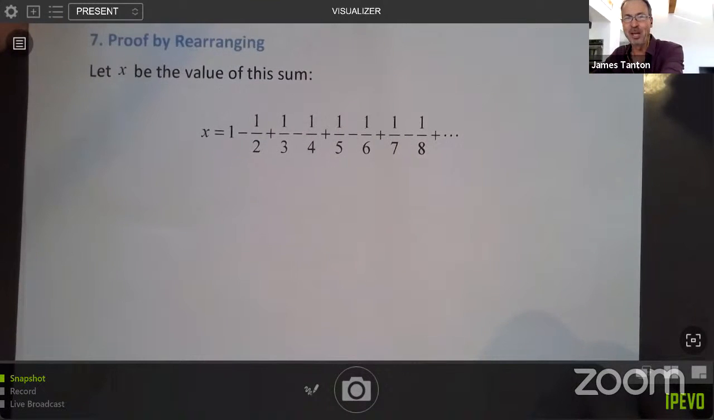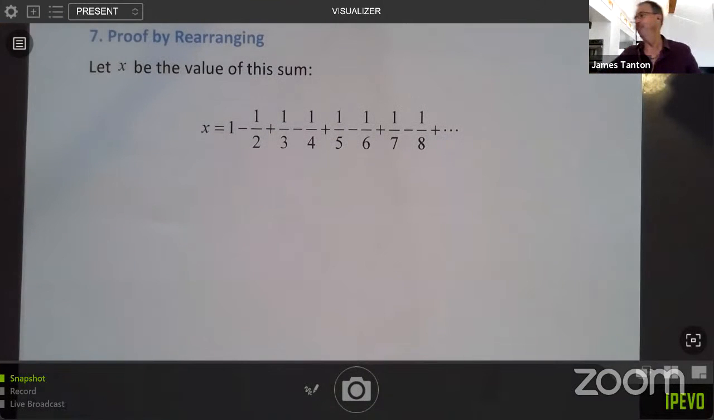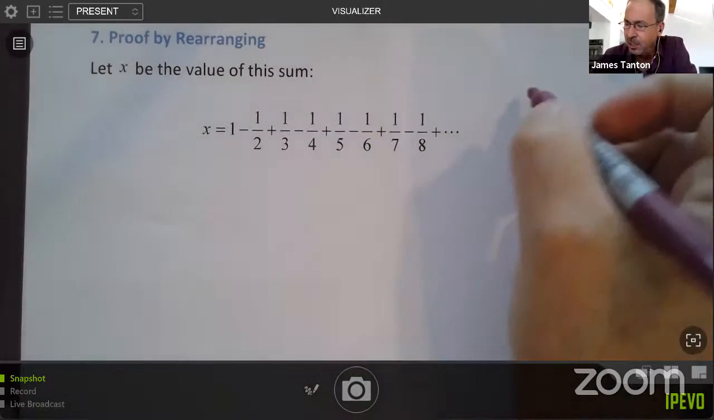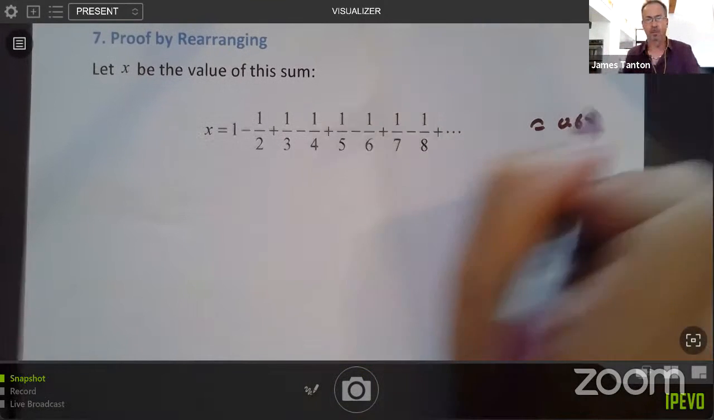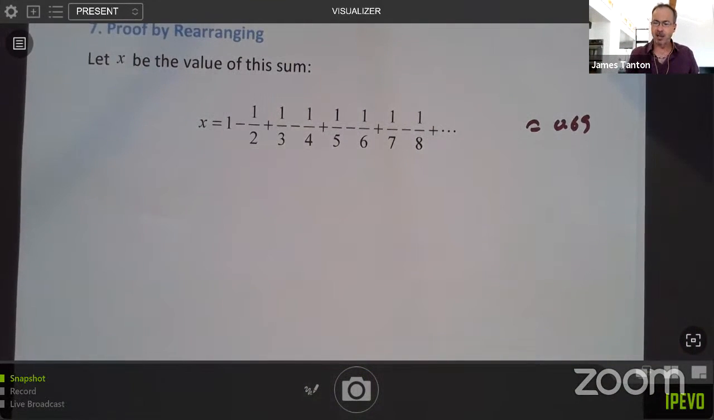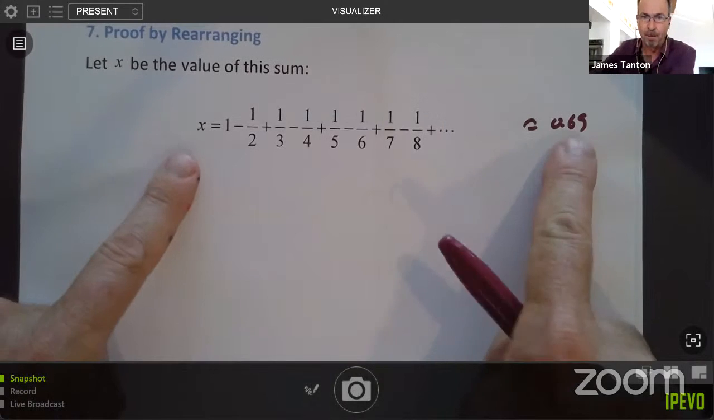Here's a proof by rearranging. This comes from a Taylor-Maclaurin series of a famous function. I will work on one specific value. This infinite sum: 1 take away a half, plus a third take away a quarter, plus a fifth take away a sixth, plus a seventh take away an eighth, and so on. There's definitely a pattern there. Now, you will learn in calculus, this does actually have a finite value. The more and more terms you do, it gets closer and closer to 0.69, the log of 2. So this actually has a finite value. X really is an actual number.